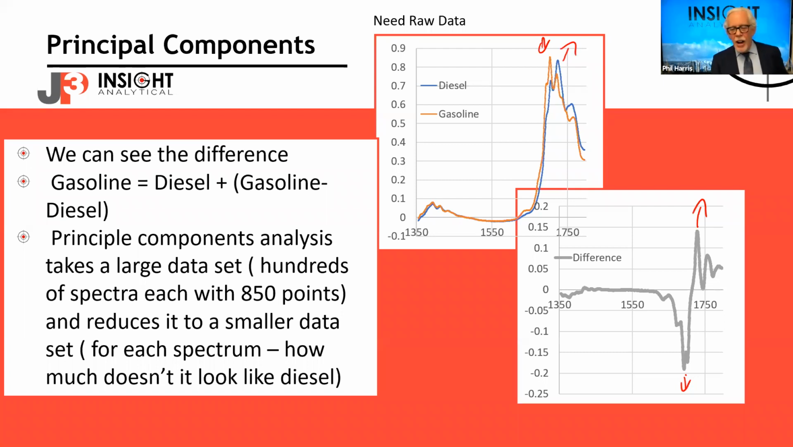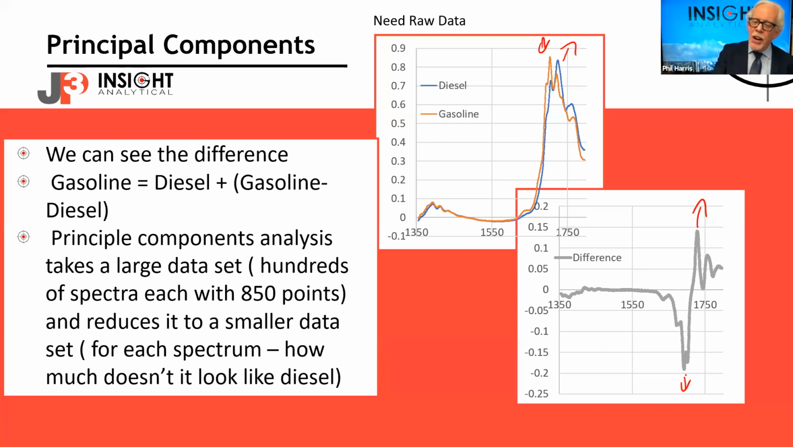So I can look at any spectrum and say, how much does it look like the diesel spectrum? And for the parts that don't look like the diesel spectrum, how much do they look like that difference piece? And I can start to try to categorize my spectra as, does it look like diesel? Does it have diesel information in it? Or does it have some other kind of information in it?